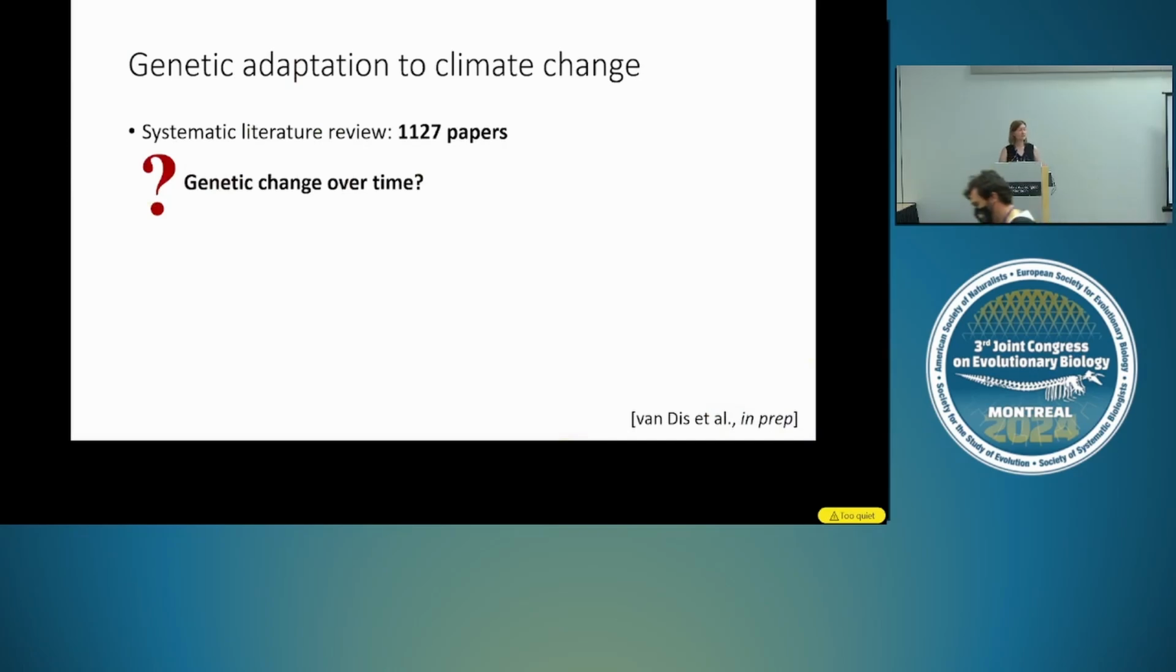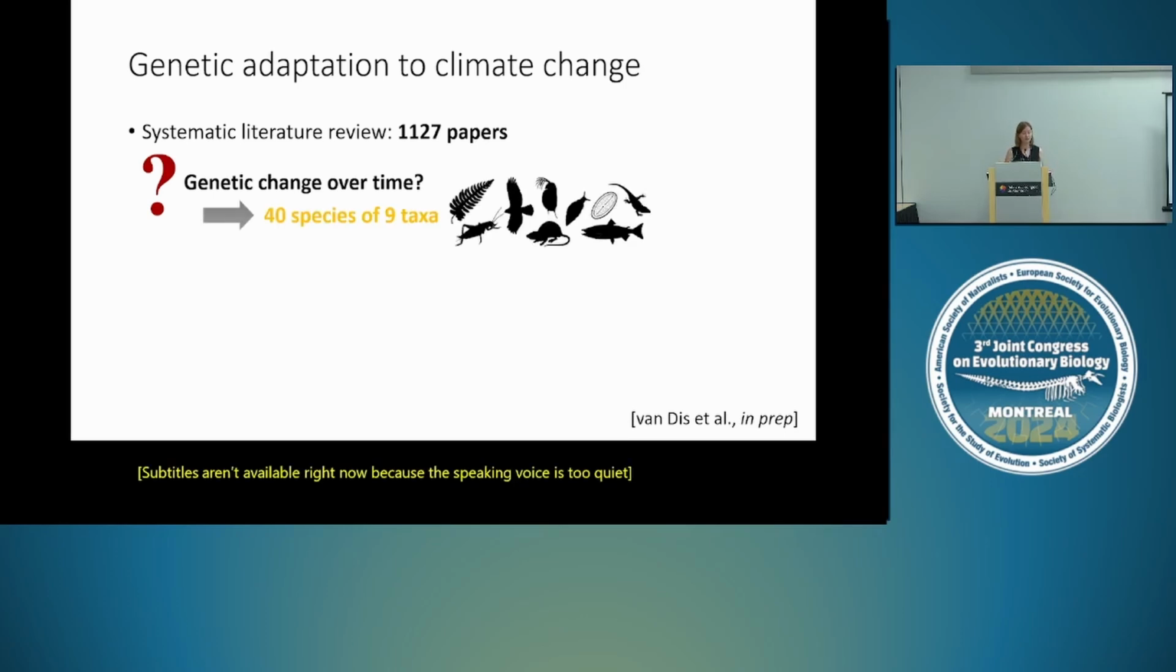So this example of genetic adaptation to climate change is still quite rare. I just finished a systematic literature review, and in total I found 40 examples of species of 9 different taxa that are showing this genetic change over time in response to climate change. If we look at these examples taken together, they generally still have very low temporal and spatial replication. Usually they only sample 2 time points for 1 or 2 populations.